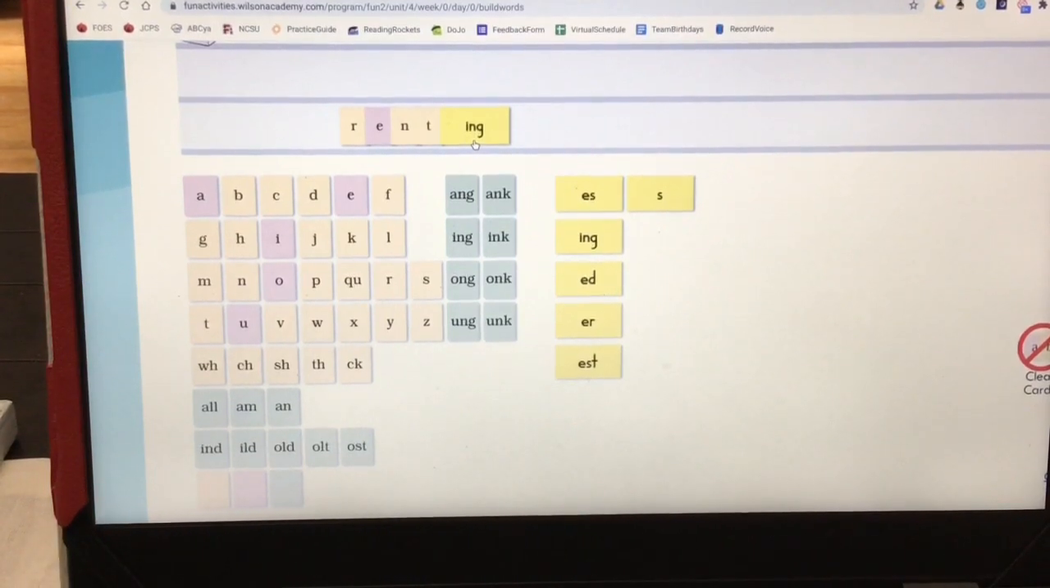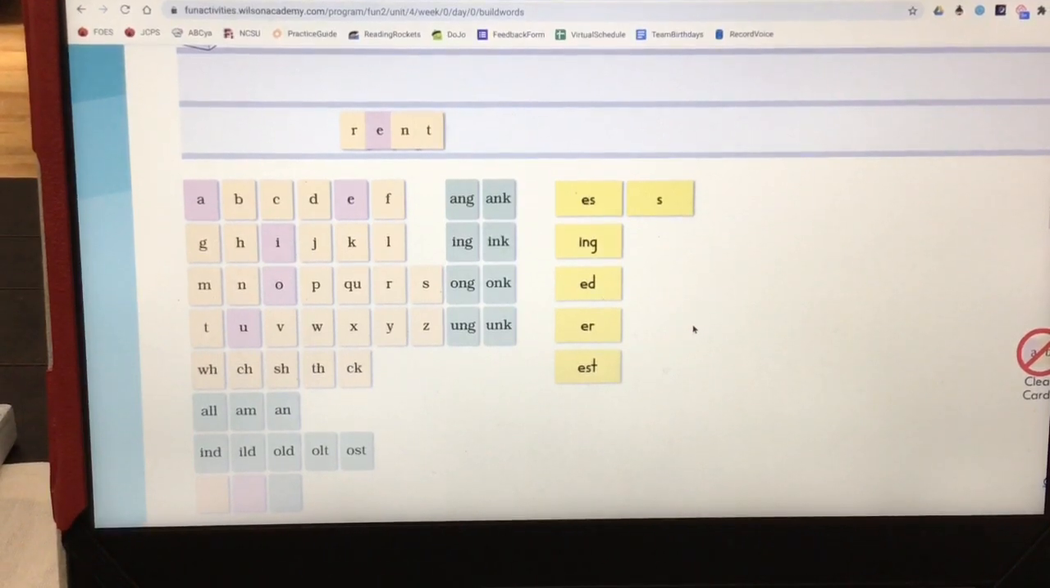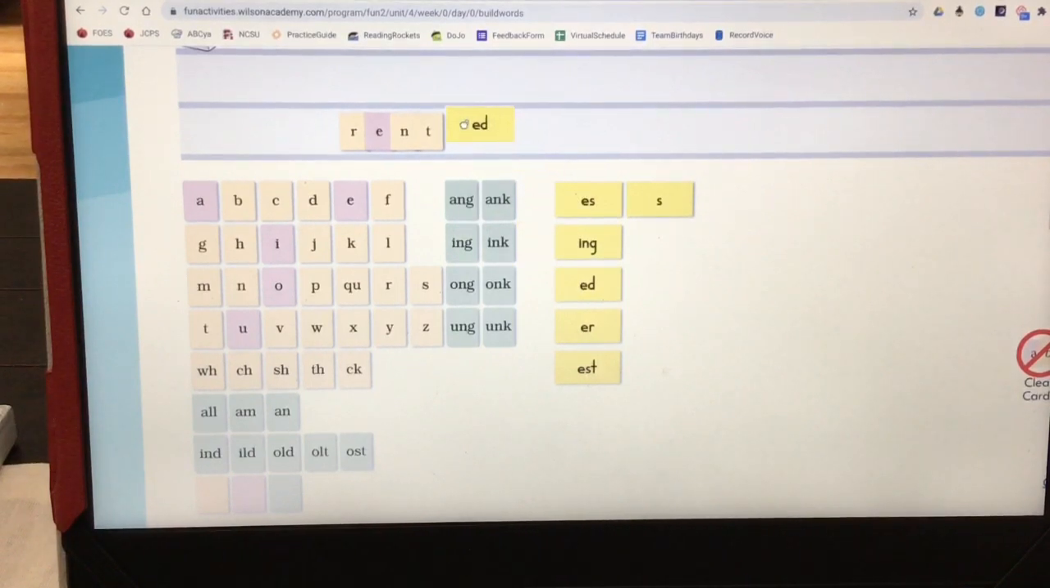Oh, wow, guys. But let's take this one away because I want to also talk about the one right under it, ed. We still have our base word, rent, but let's add an ed and see how it changes the meaning of the word. Let's read rent now with the suffix. Rented. How did that change the meaning of the word rent? It happened in the past. I'm not renting the apartment now. I rented it in the past.